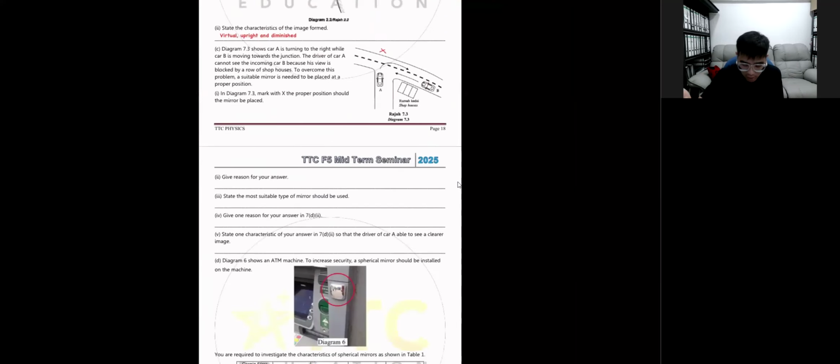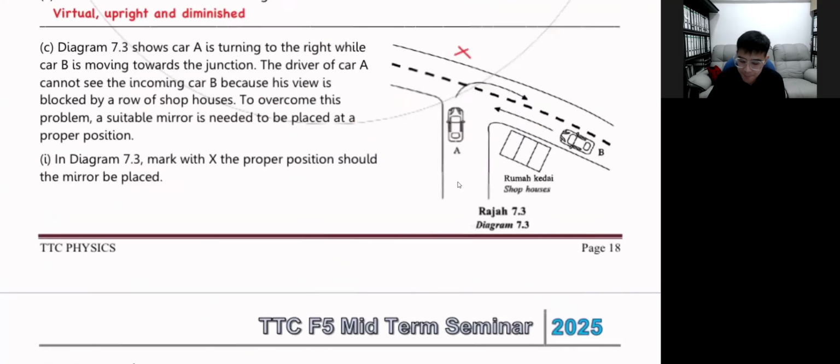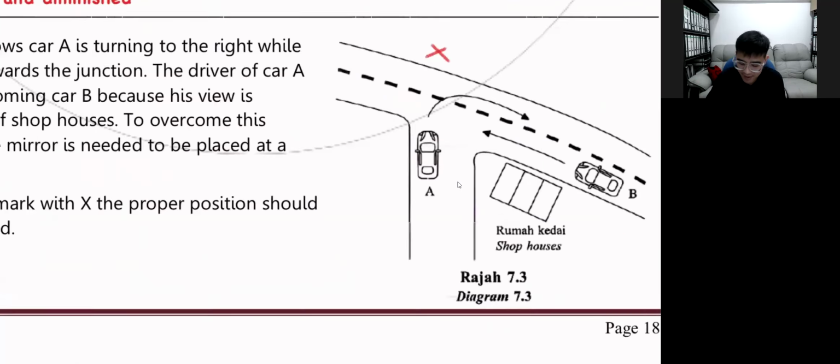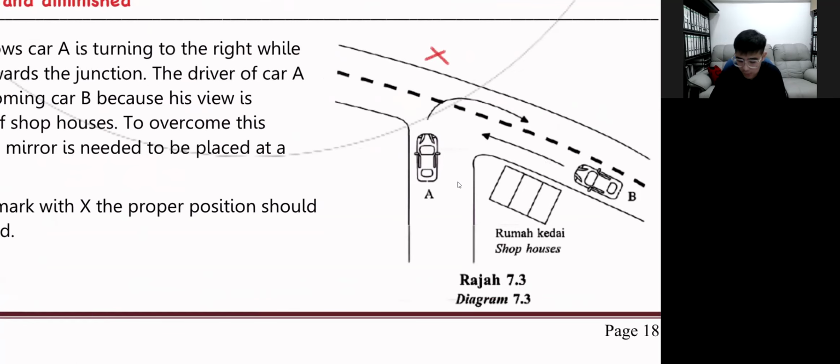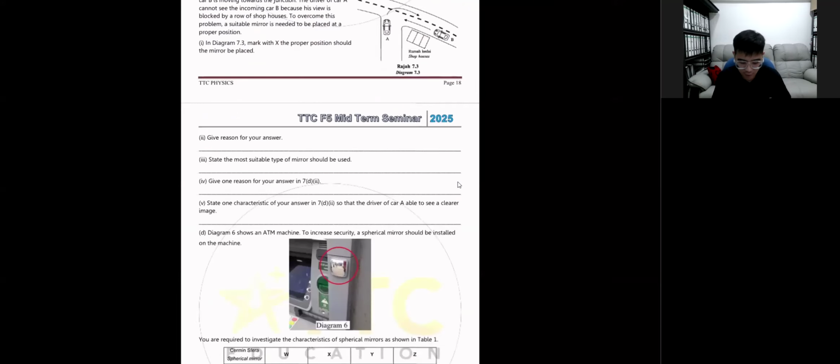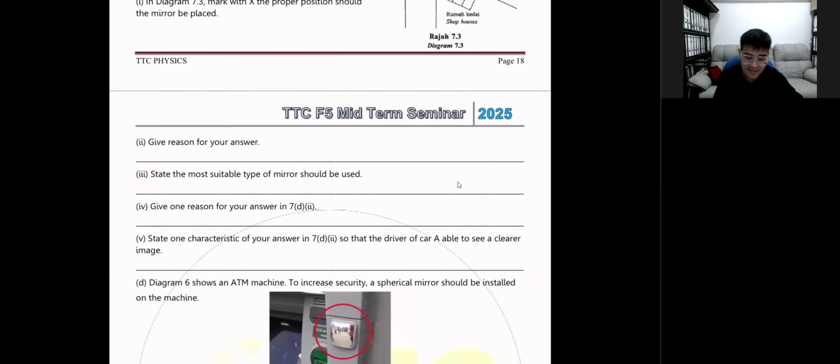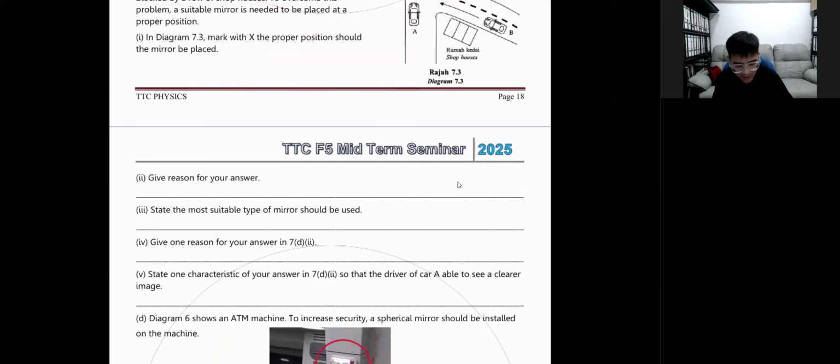So, just now, continue from question C, right? Question C asks you, give a reason for your answer. So why do you think you have to put the convex mirror at the opposite of the junction? For a very obvious reason, you have to let both cars see each other, right or not? So that's why you have to put it there, to enable both driver car A and car B to see each other.